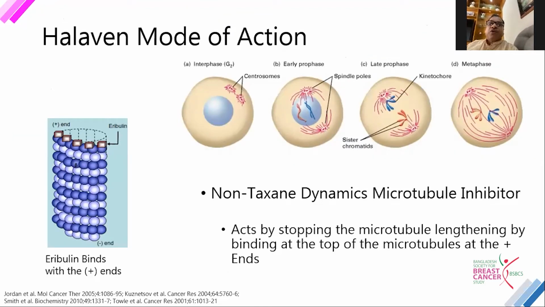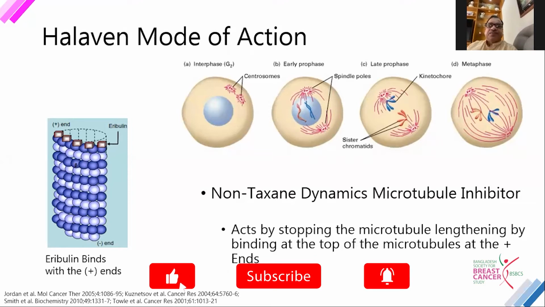So if we look at the mode of action of Halaven, it binds. If you look at the left side, this is the microtubule. This is the plus end and this is the negative end. This Halaven binds at the tip of the microtubule, the positive end. Then it stops the microtubule lengthening. Ultimately, it acts as a microtubule inhibitor.